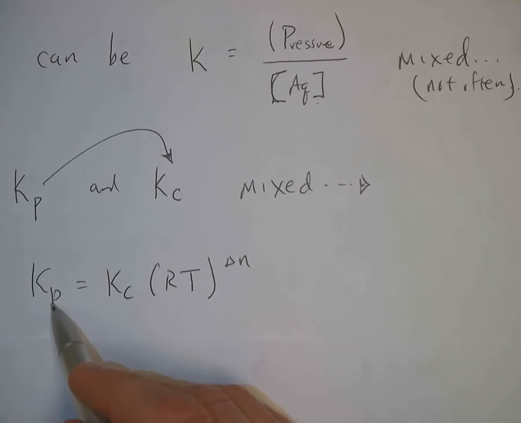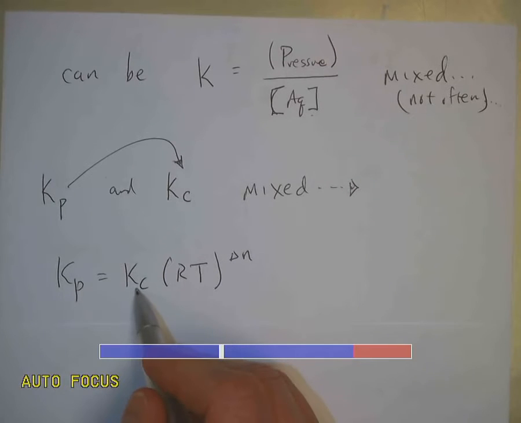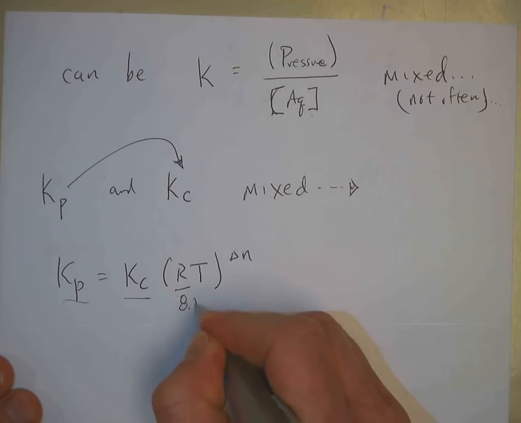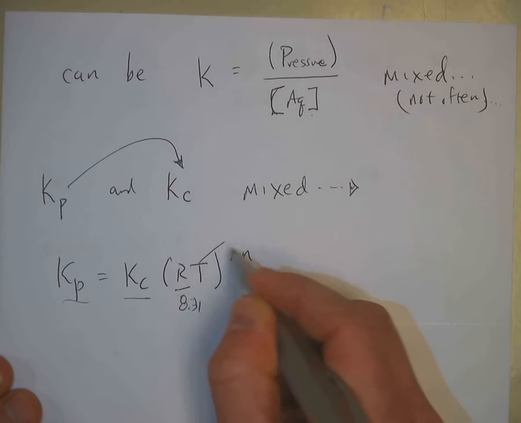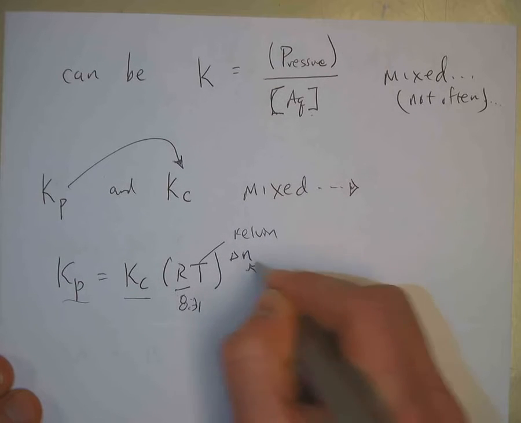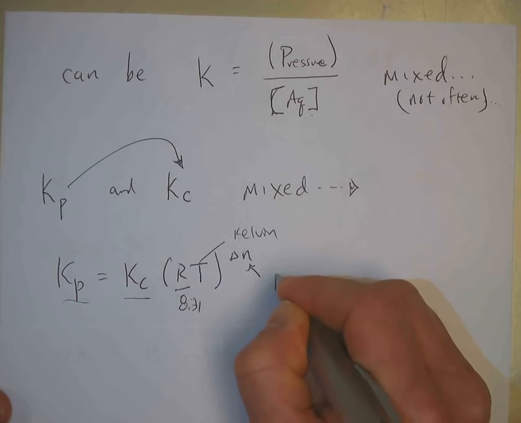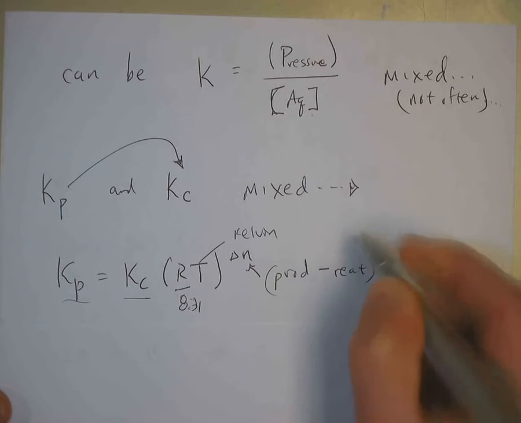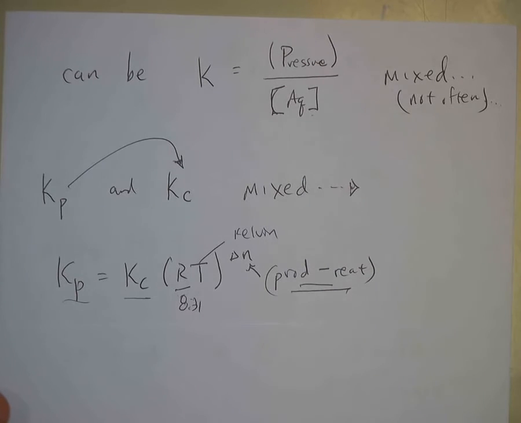Kp obviously stands for the equilibrium constant in terms of pressures. Kc stands for the equilibrium constant in terms of concentrations. R is 8.31 joules per mole Kelvin. T is the temperature in terms of Kelvin. And then n is the change in moles, so the moles of products minus the moles of reactants. And that's also given to you on the periodic table.